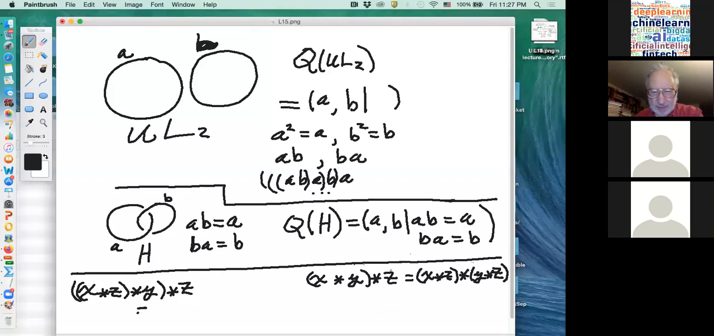Let's do it carefully. I can distribute the Z in and I get X times Z, times Z, and that times Y times Z. Right? That's right. But X times Z is just X.